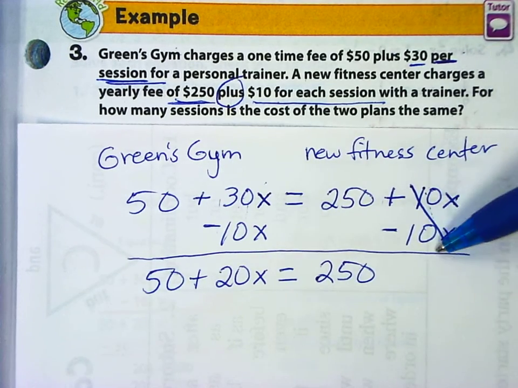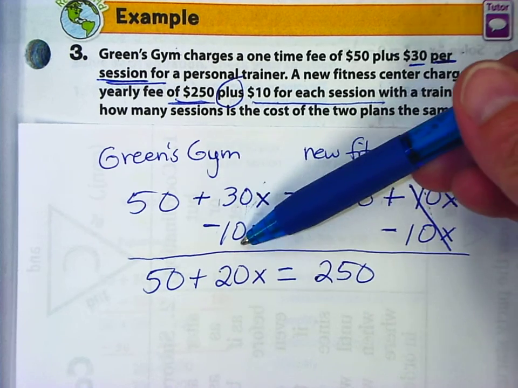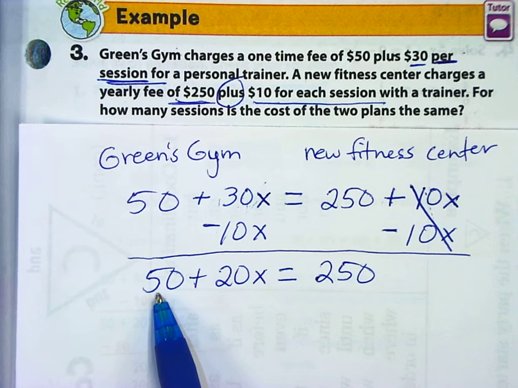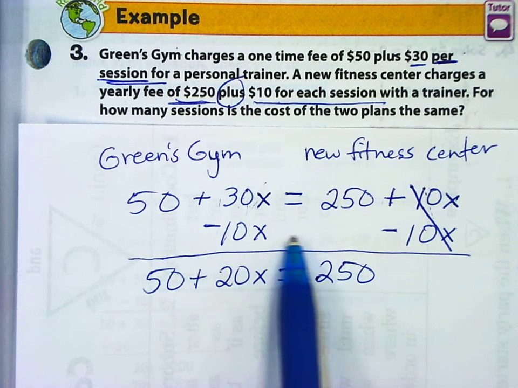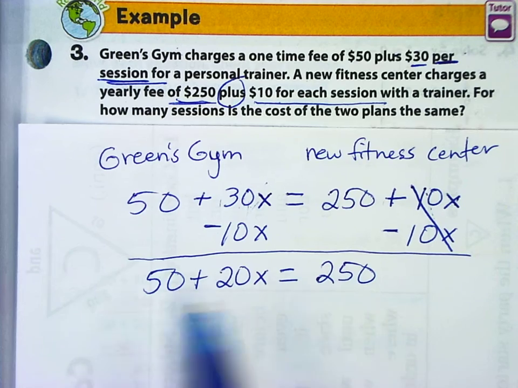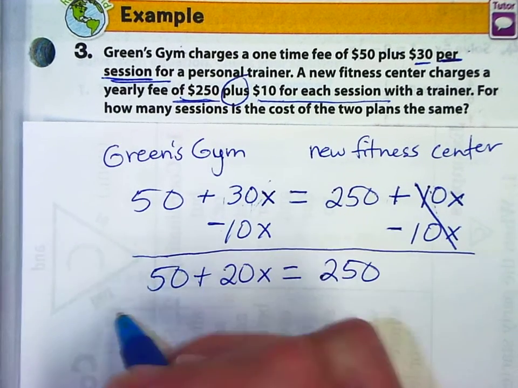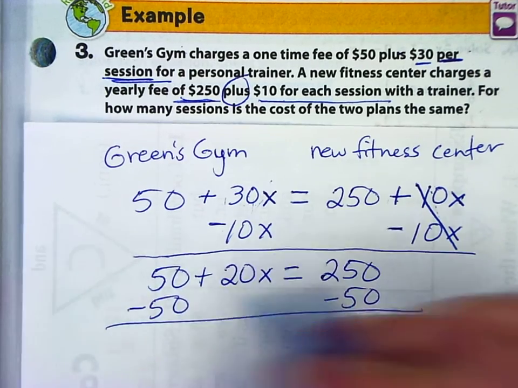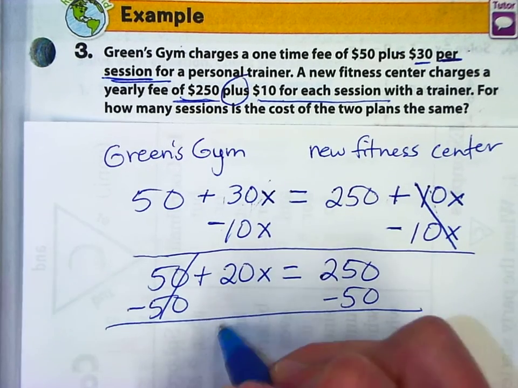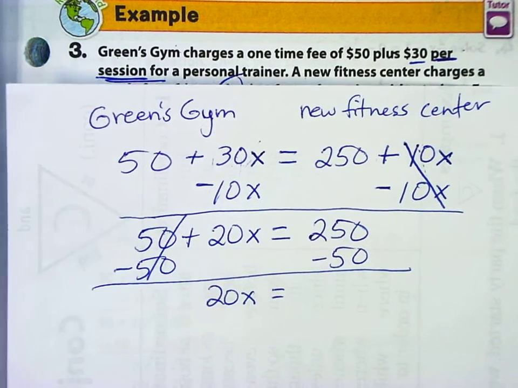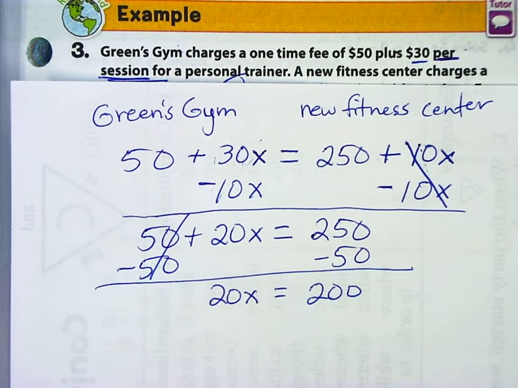Okay, so I moved the 10x to the other side and combined it with the 30x, and now I have 20x. Now I need to do the same thing to the 50. I have to move the 50 to the right side and combine it with this number because these two are like terms. So the opposite of this positive 50 is a negative 50. These opposites cancel each other out. I have 20x equals, and now 250 take away 50 is 200.